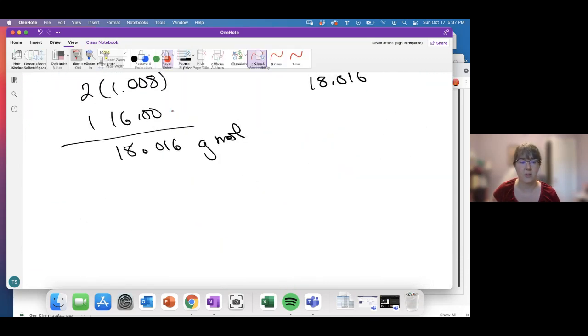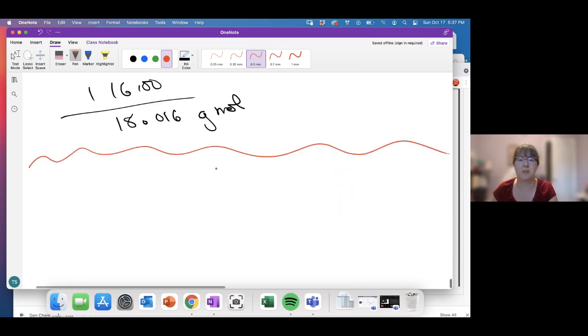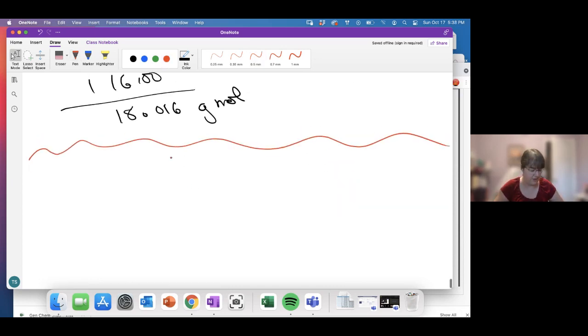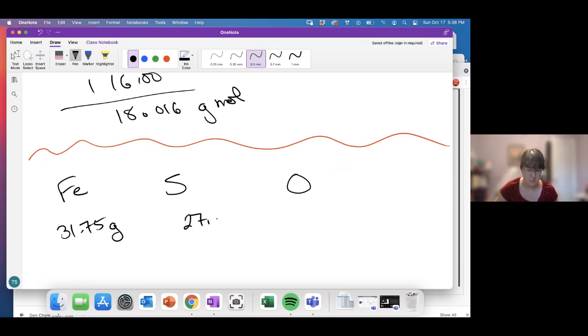Hopefully you've watched Dr. Diekman's video on this, because this really is one of those where you just have to follow. It's not really a formula so much as a series of steps. So what we have is iron, sulfur, and oxygen, and I'm told that we have 31.75 grams of one of these, 27.35 grams of another, and the rest is oxygen. So I'm going to do my subtraction: 100 minus 31.75 minus 27.35, and I get 40.9.